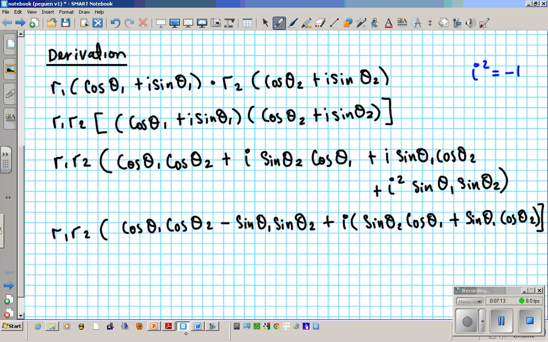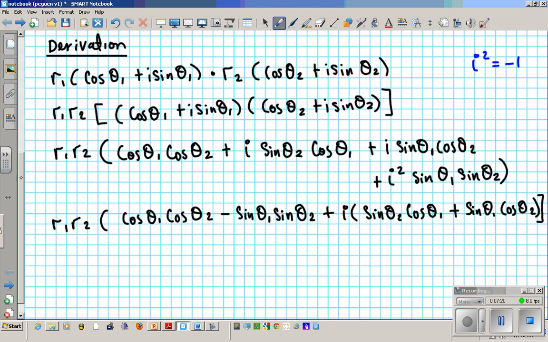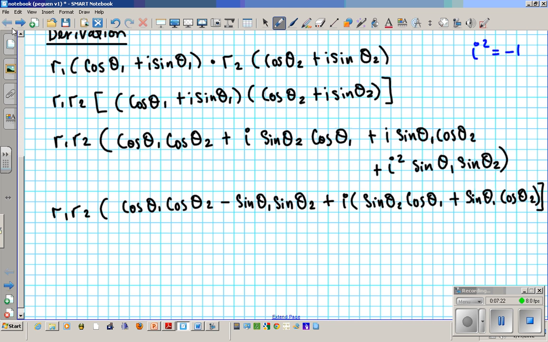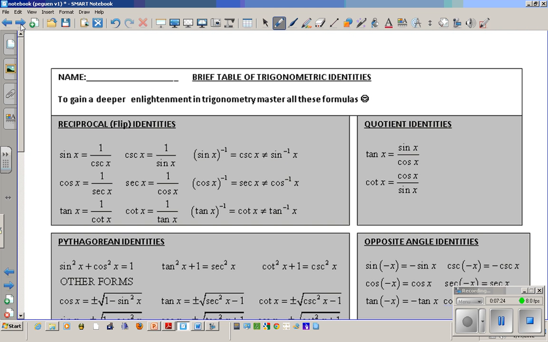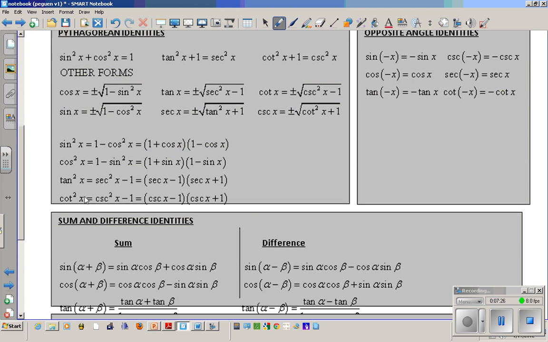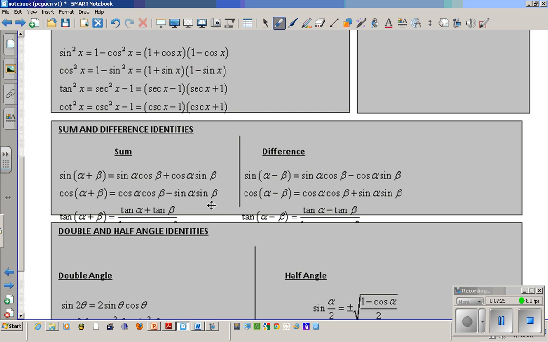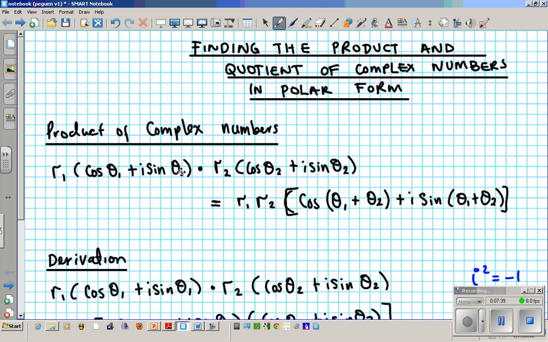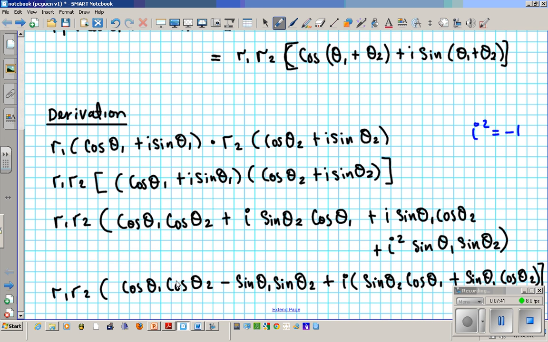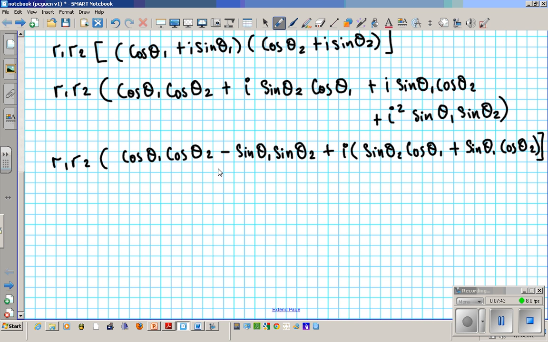Okay? Now we're going to think back to identities. We have cosine, cosine, sine, sine with a minus at the center. What on earth is that? Think back to identities. So we have cosine, cosine, sine, sine with a minus, that's cosine of alpha plus beta. And then we have sine, cosine, cosine, sine, that's sine of alpha plus beta. Okay? So this first part is simply the sum identity for cosine.